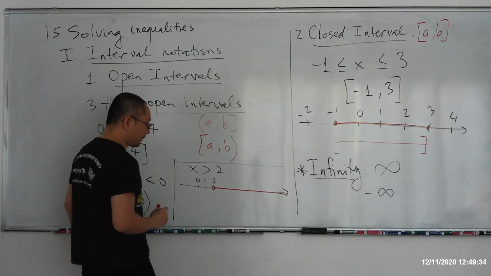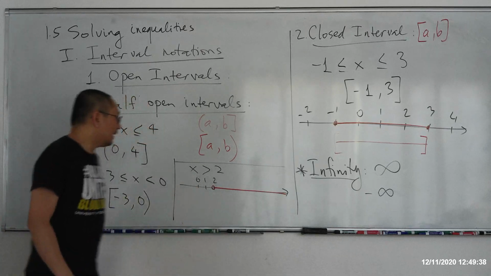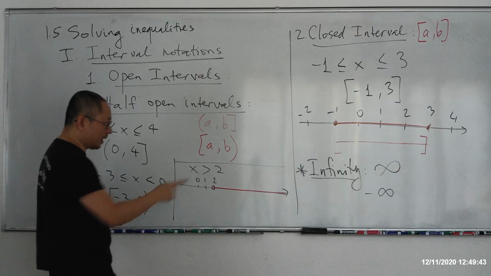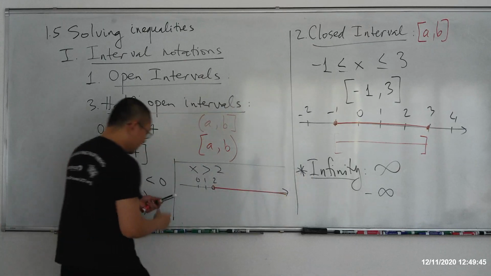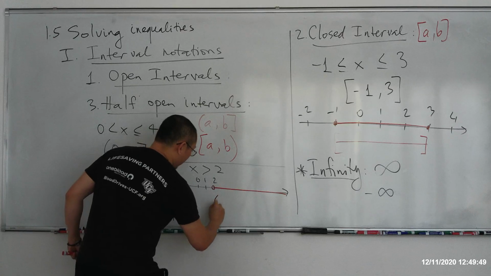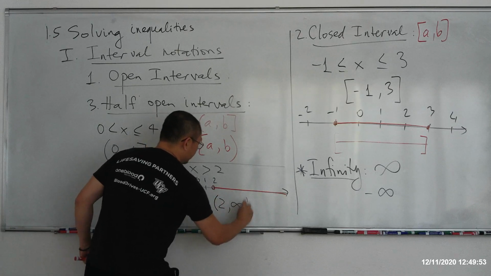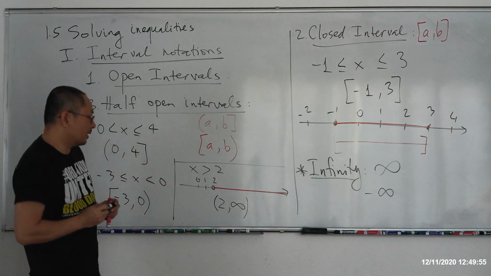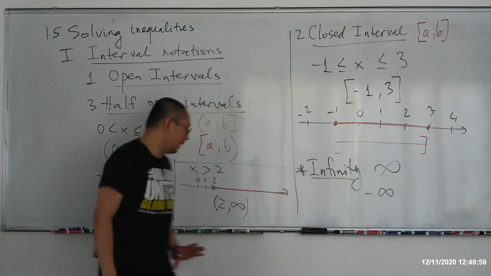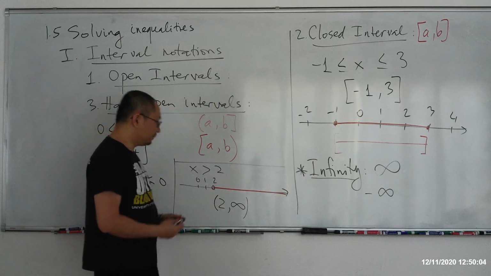Either way. And how do you represent that kind of ray using the interval notation? We have to use that infinity notation right here. Write this: open dot, start with the smaller number, so parenthesis, 2, comma, infinity. That means I'm talking about numbers that start from 2 and go bigger, but I'm not including 2, so I'm using the parenthesis.